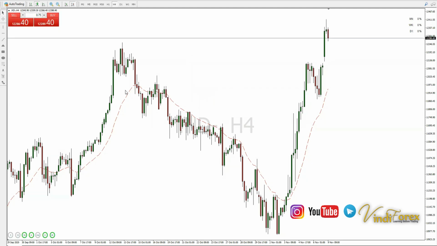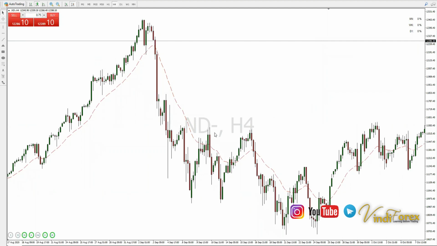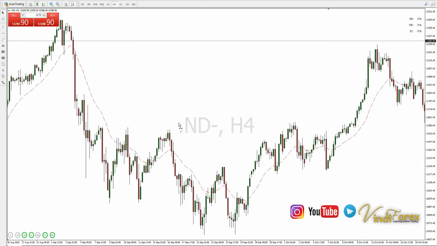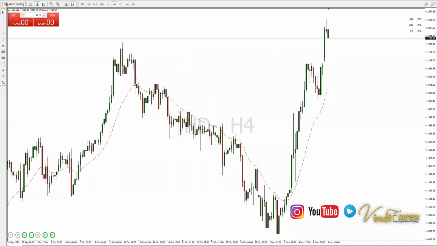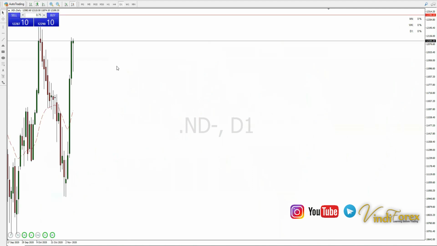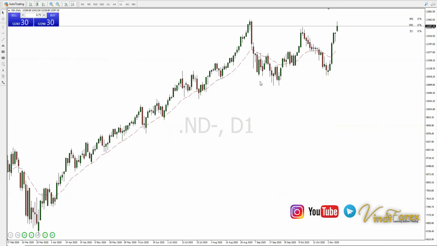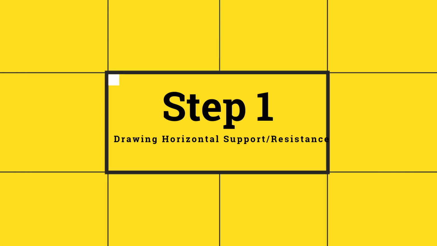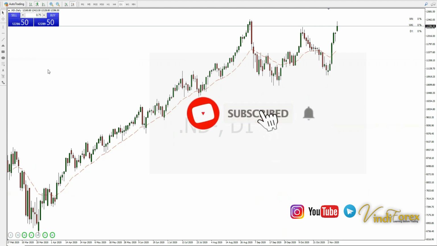So if we look at NAS, this is ND, so don't be surprised. This ND is NAS for NASDAQ. It's a code for NASDAQ on this specific broker. So if you come down here on this particular one, the first thing we're going to do is start by looking at support and resistance, the horizontal support and resistance. You can simply do that step by step.